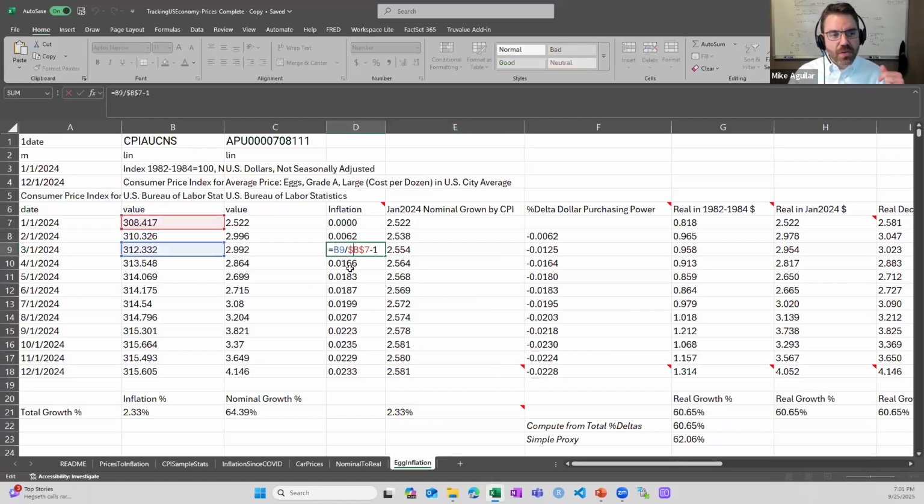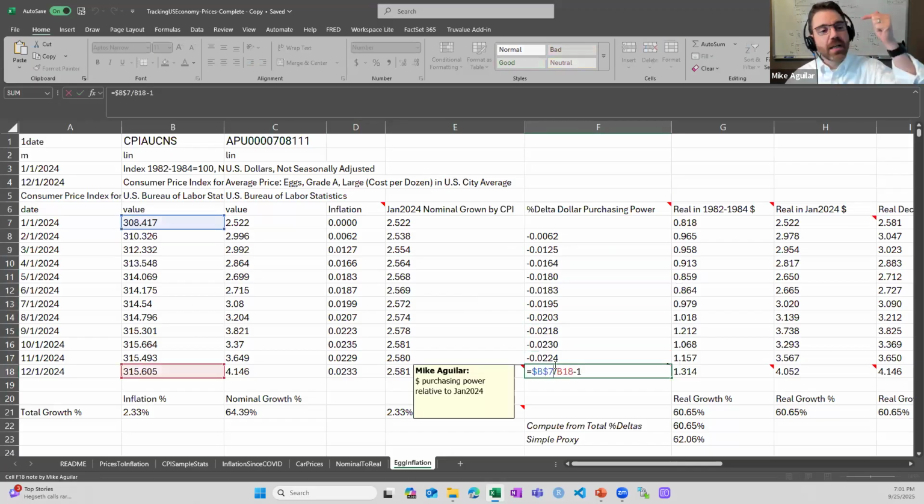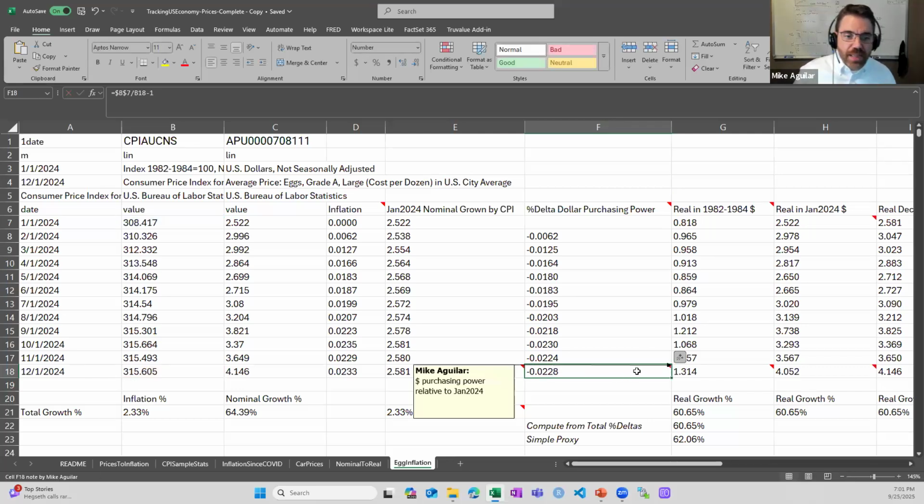Inflation is the new divided by old minus 1. Purchasing power is old divided by new minus 1 because it's the opposite. It's the reverse. It's the inverse. Purchasing power, inflation. That's a weakness. So all you got to do is reverse it. So what it's saying here, when you take that formula, and again, it's always locking into B7, is that the purchasing power of the dollar relative to January 2024 was down 2.28%.